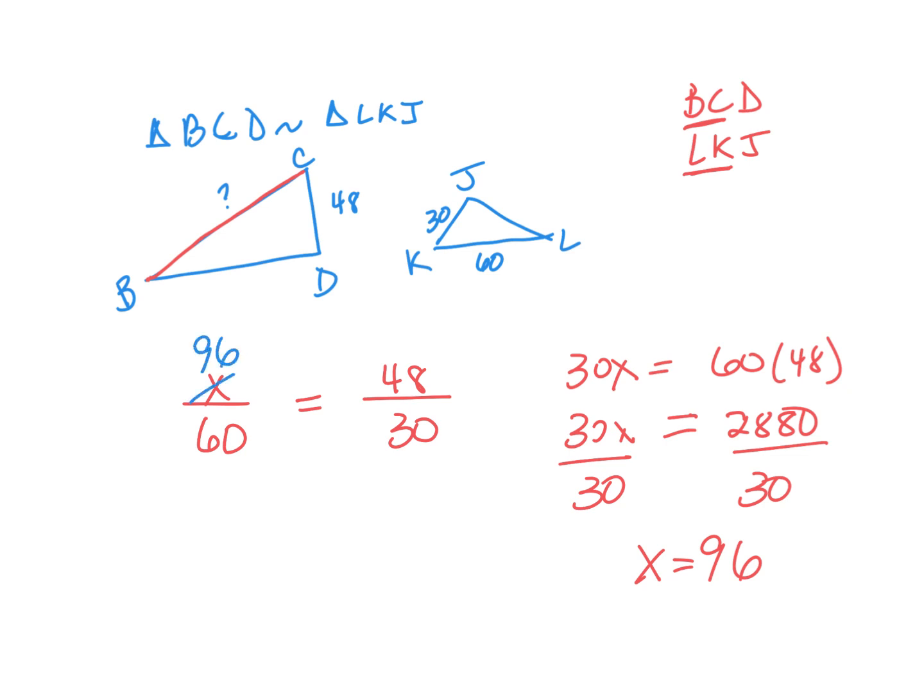Now, when I put a 96 here, everybody put 96 over 60 in your calculator, and then hit math, enter, enter, and tell me what you get. So what is it? 96 over 60, math, enter, enter, what is it? It's 8 over 5. Now put in 48 over 30. And it's also 8/5. And that's how you check it. The fraction should be the same fraction.